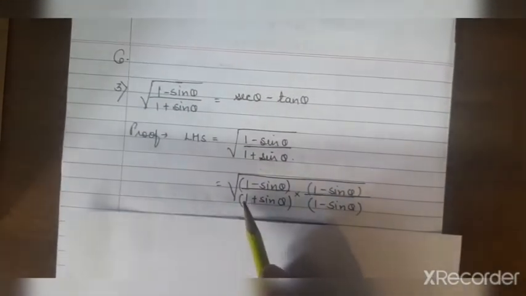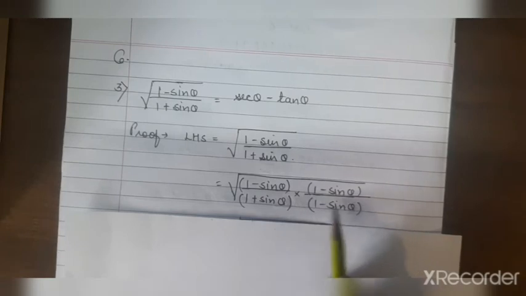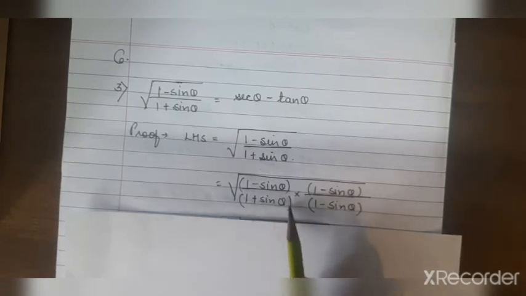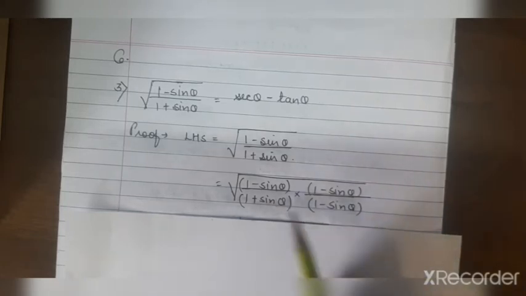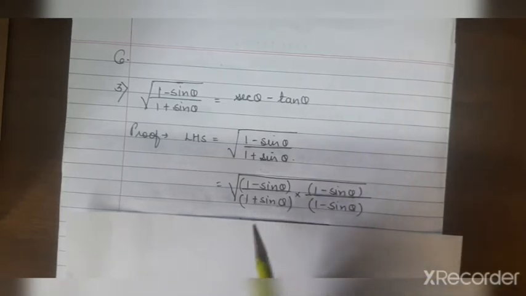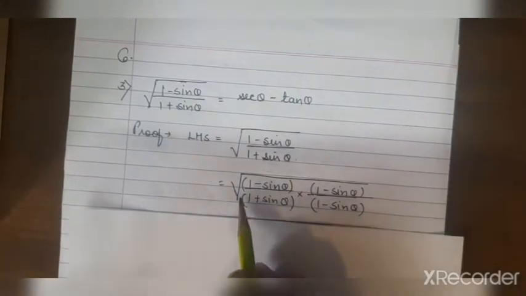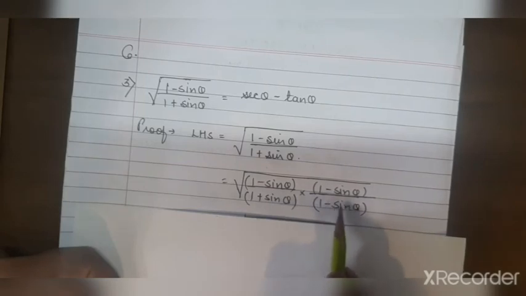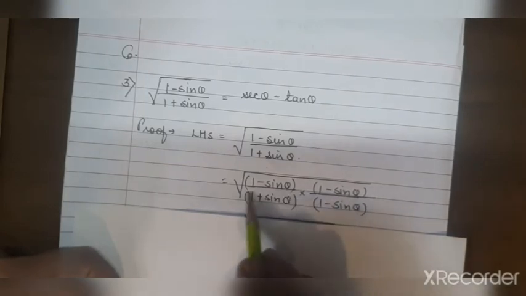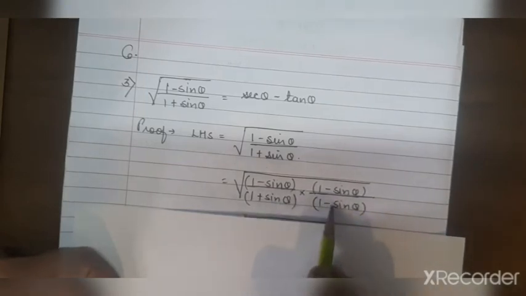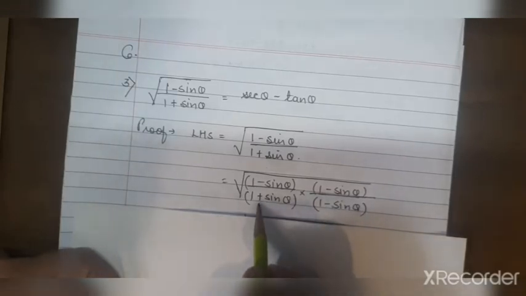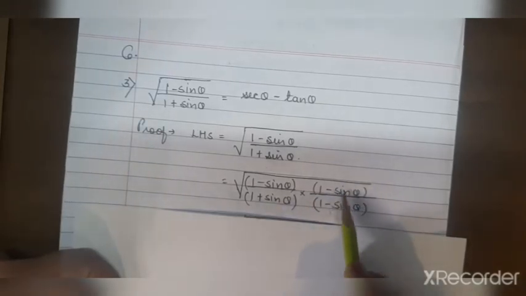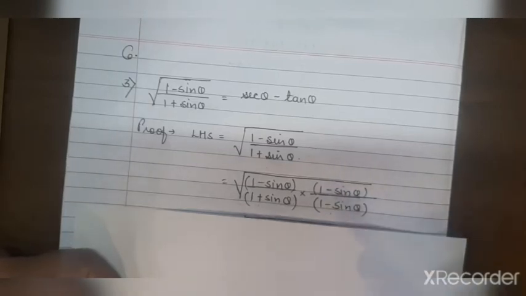The reason is that 1 plus sin theta into 1 minus sin theta gives 1 square minus sin square theta. This is the expansion we have studied: a plus b, a minus b is equal to a square minus b square. So the first step is to multiply the numerator and denominator by 1 minus sin theta. Usually we take the opposite sign of what is in the denominator. Here down it is 1 plus sin theta, so we take 1 minus sin theta, up and down. If we do it in the denominator, we have to do it in the numerator also.